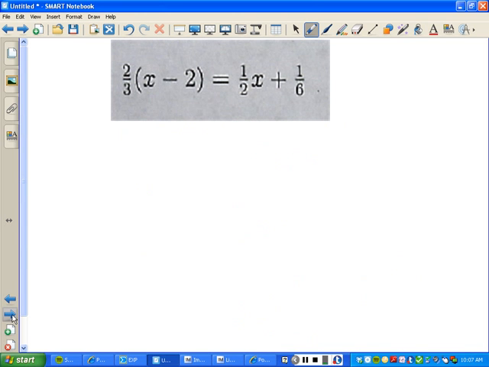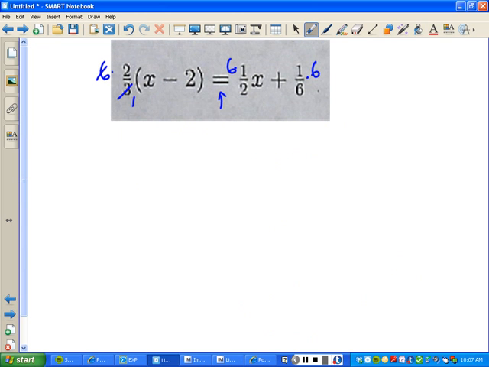Here, I would multiply each piece by 6. That is your common denominator. And in doing so, we can get rid of the fractions. Anytime you have an equal to, you can do that. That's the major thing there. And then again, always divide first, multiply second.